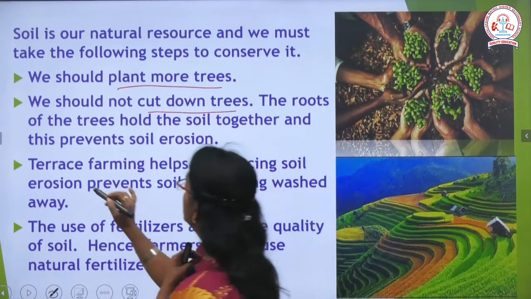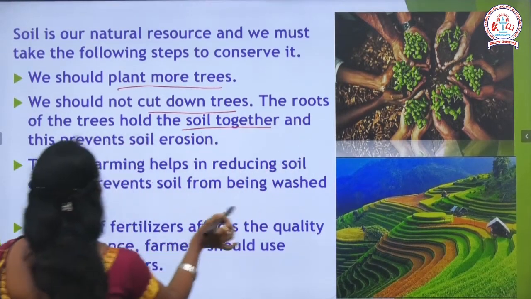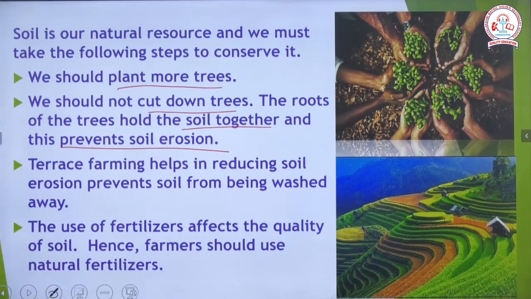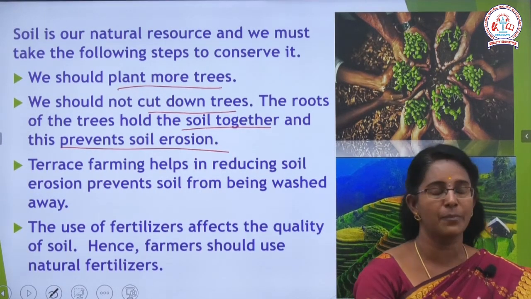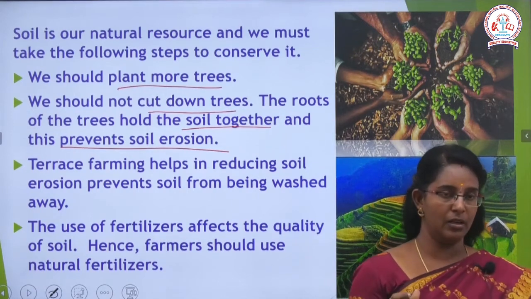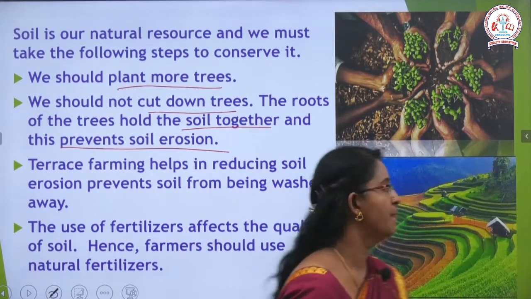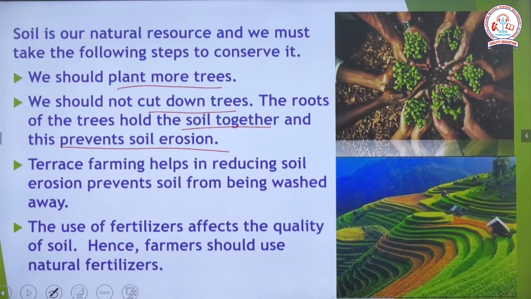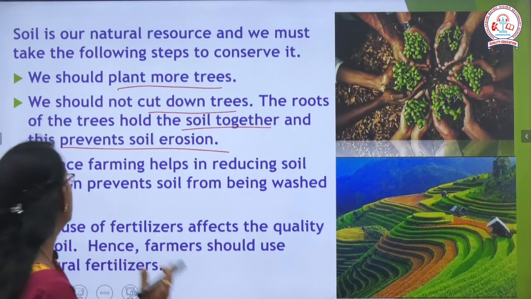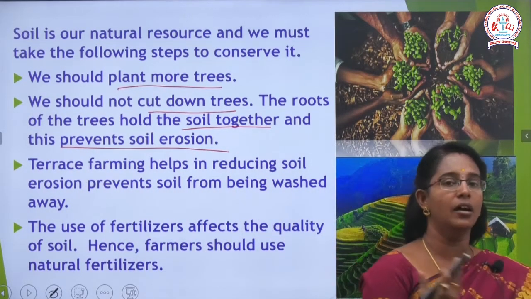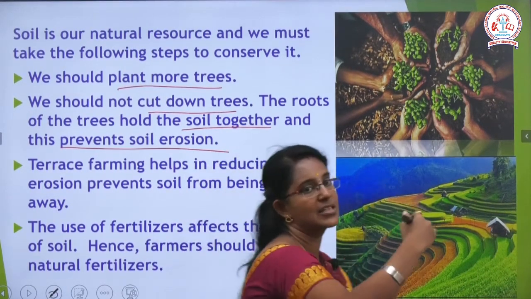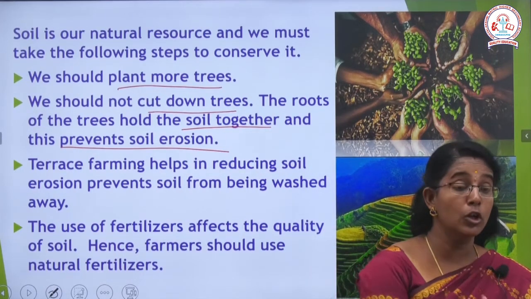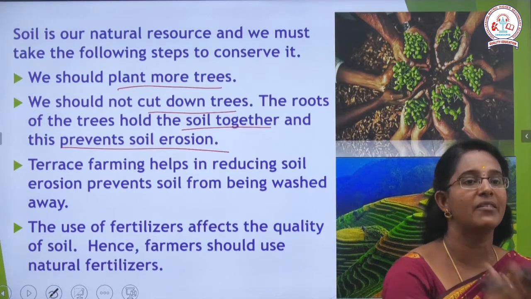Next, the roots of the trees hold the soil together and prevent soil erosion. Because we are planting more trees, the roots grip the soil tightly and it will not wash away in the rain. Next, terrace farming helps in reducing soil erosion and prevents soil from being washed away. Nowadays we also plant terrace gardens. This is called terrace farming. It is like steps that we form, and we want to do this kind of activity to prevent soil erosion.